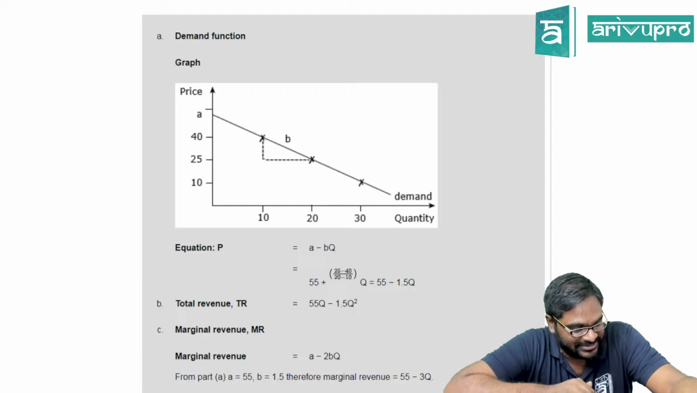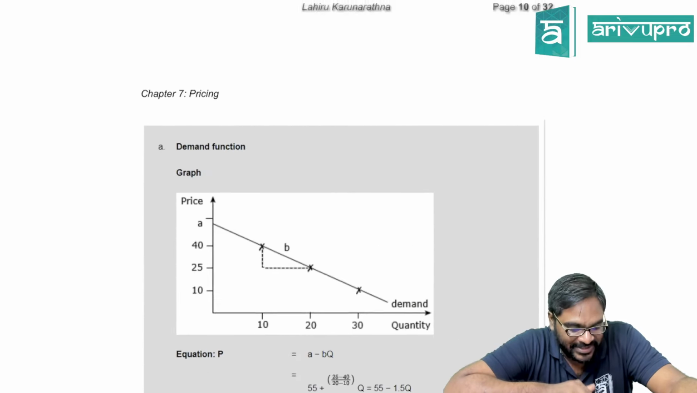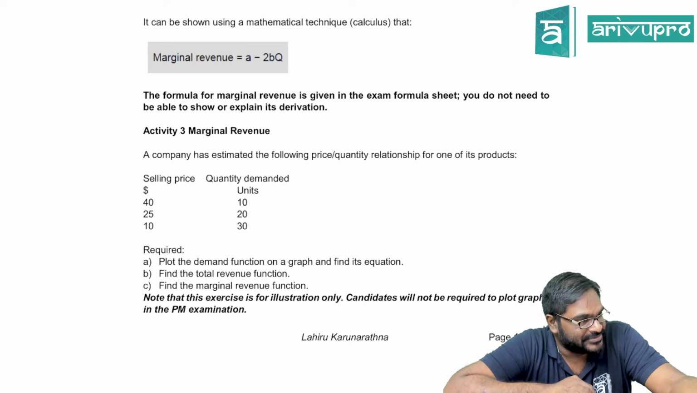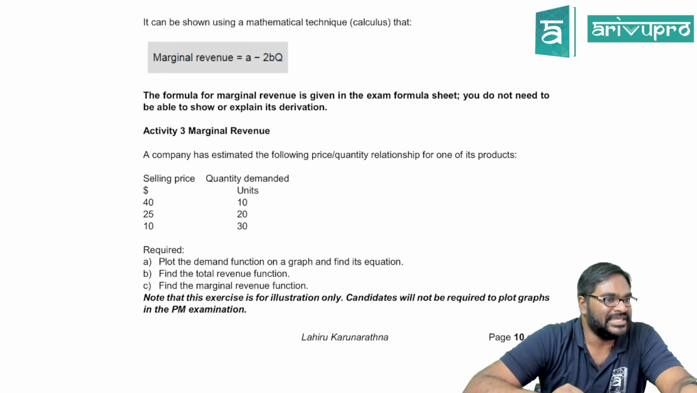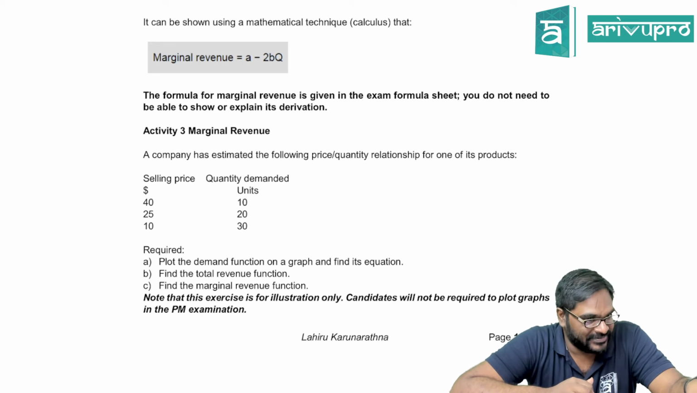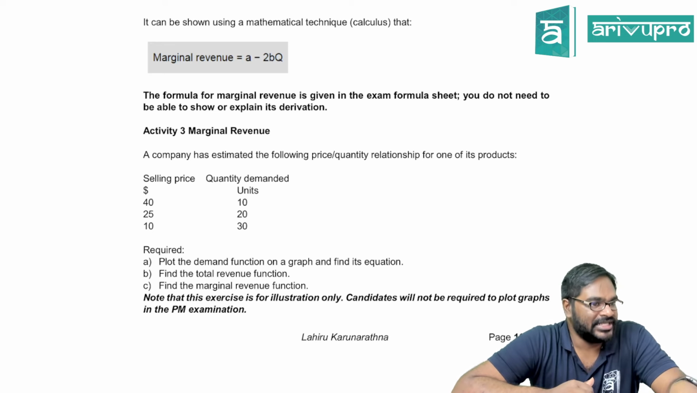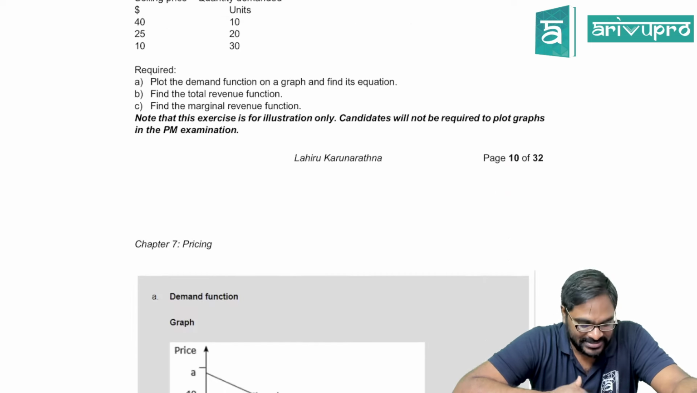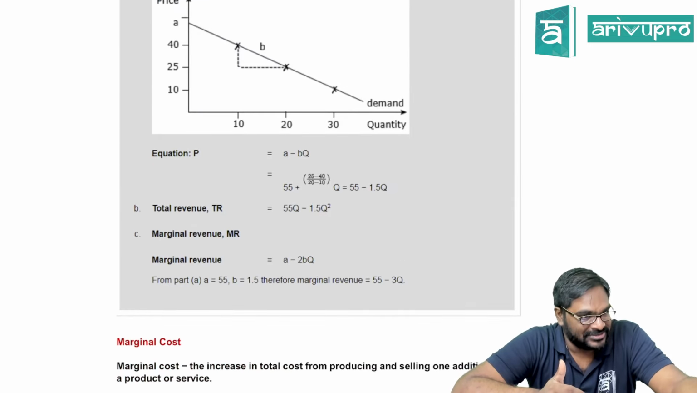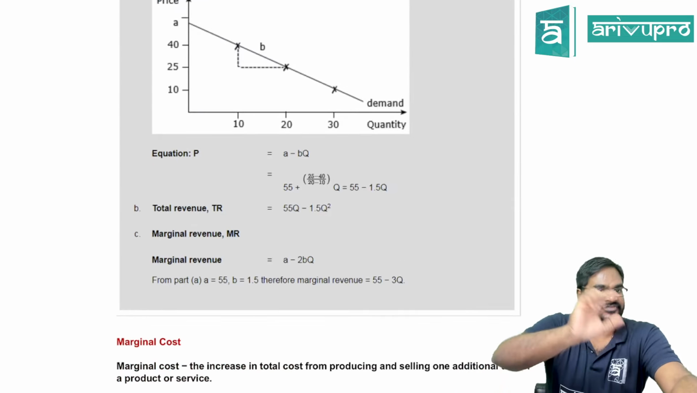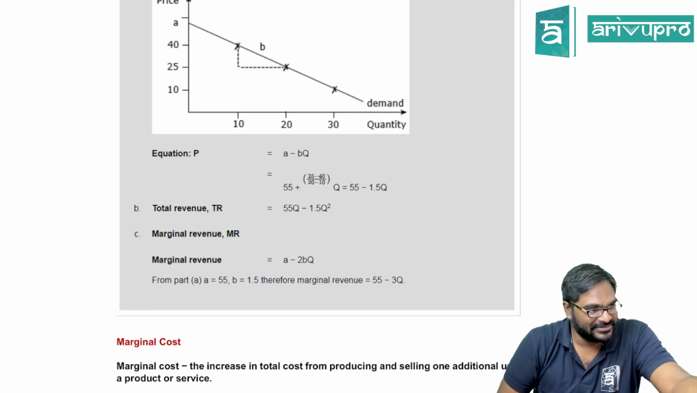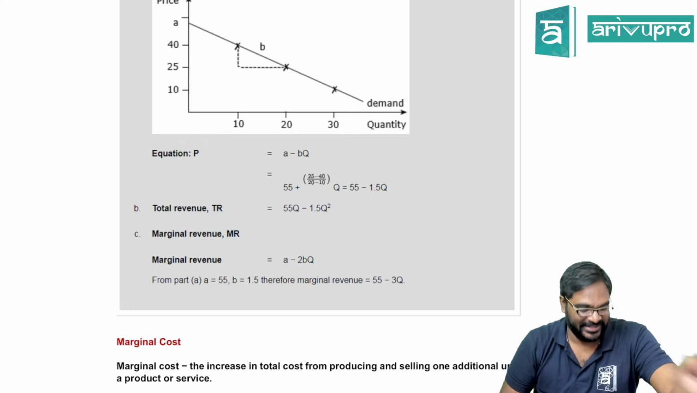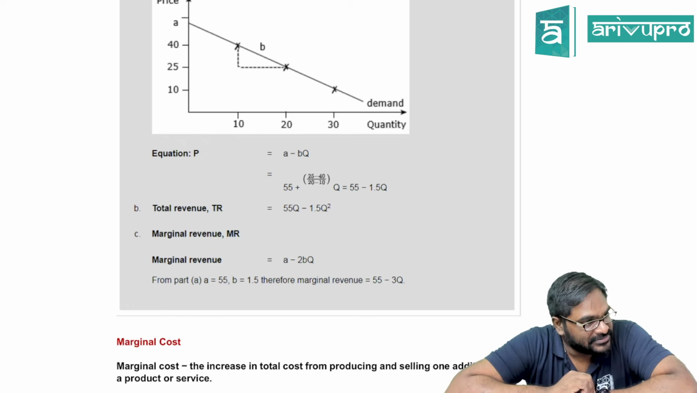Are we good? Right. So the third one is they are asking for the marginal revenue. So the marginal revenue function would be A minus 2BQ. So A is 55 minus 2 into 1.5Q. Are we good? That means how much? 3Q. Marginal revenue function would be 55 minus 3Q. Are we good? Vijay, are we okay? Suhail? Great.